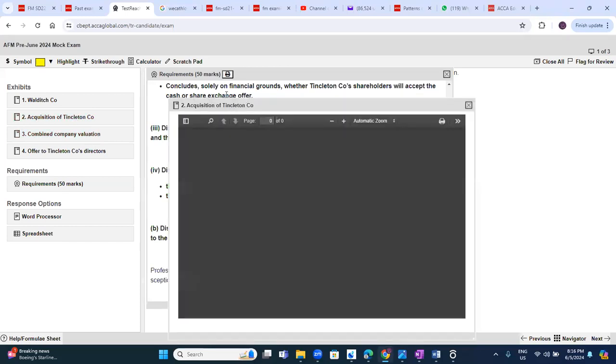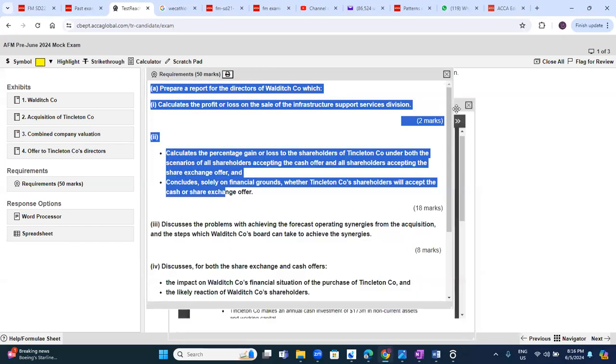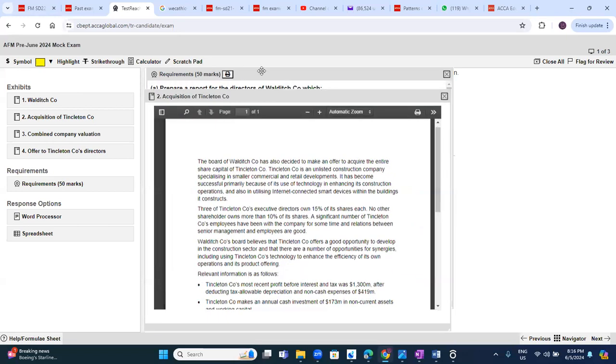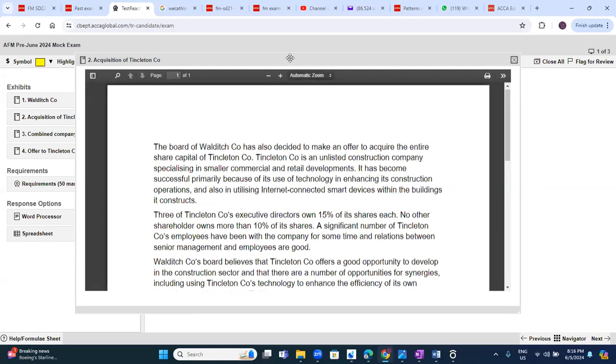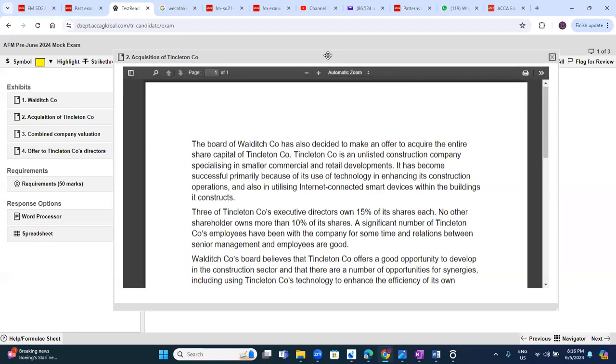Exhibit number 2. So you need to read the question quickly. Remember this. Everything which you think is important, highlight it.